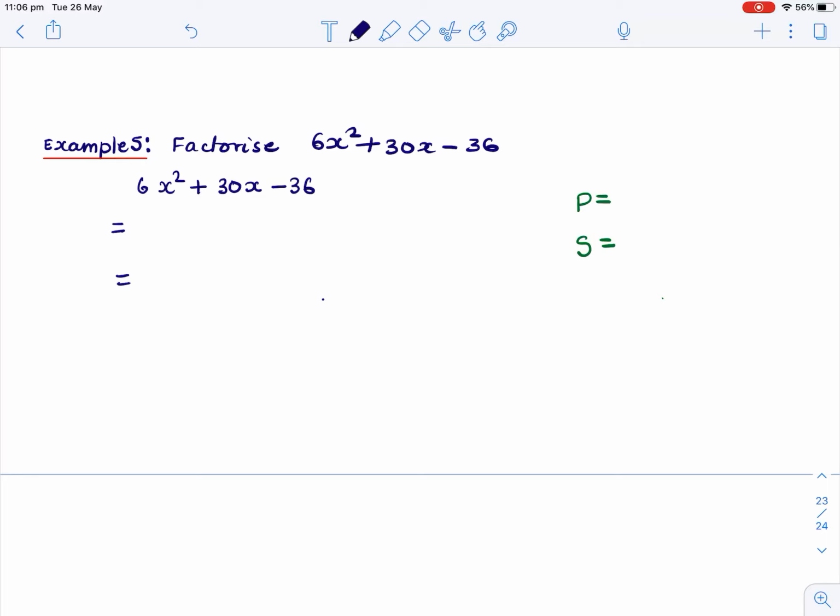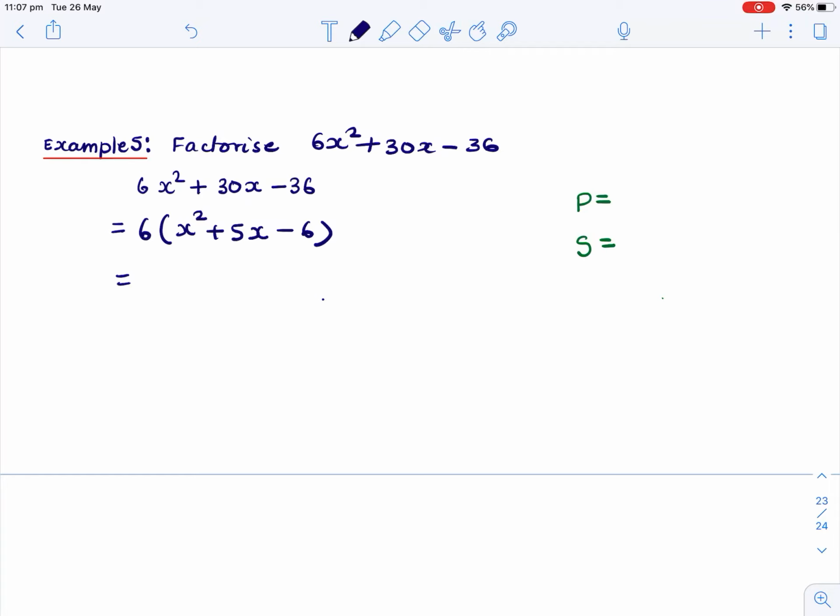Example 5. Factorize 6x squared plus 30x minus 36. Now if I look at here, a is 6 and c is minus 36. So product could be 6 times minus 36. However, whenever you are factorizing, your first line of action should be, is there anything common from all the terms? So in this case, we have 6 common from all these three terms. So you take 6 out, that gives you x squared plus 5x minus 6.